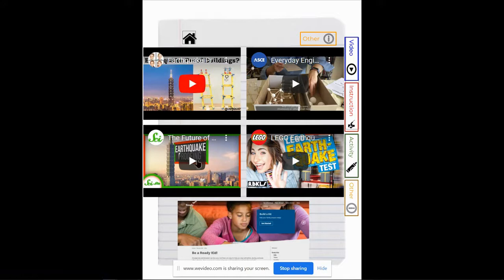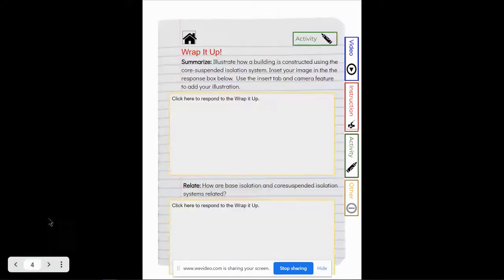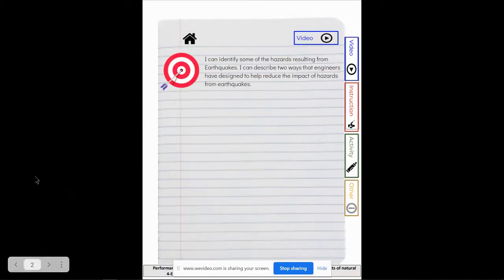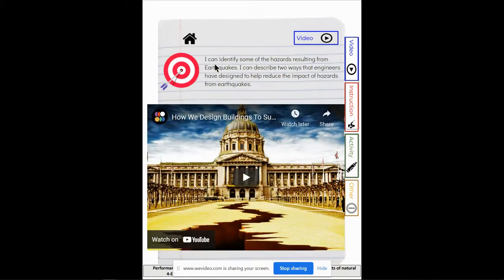And you might want to watch these videos before you even do your illustration right here, because there's a lot of information you could gather from those other videos as well. Because in the end, your goal is that you can identify some of the hazards resulting from earthquakes, and you can describe 2 ways that engineers have designed to help reduce the impact of hazards from earthquakes. It's all about saving lives today, engineers.